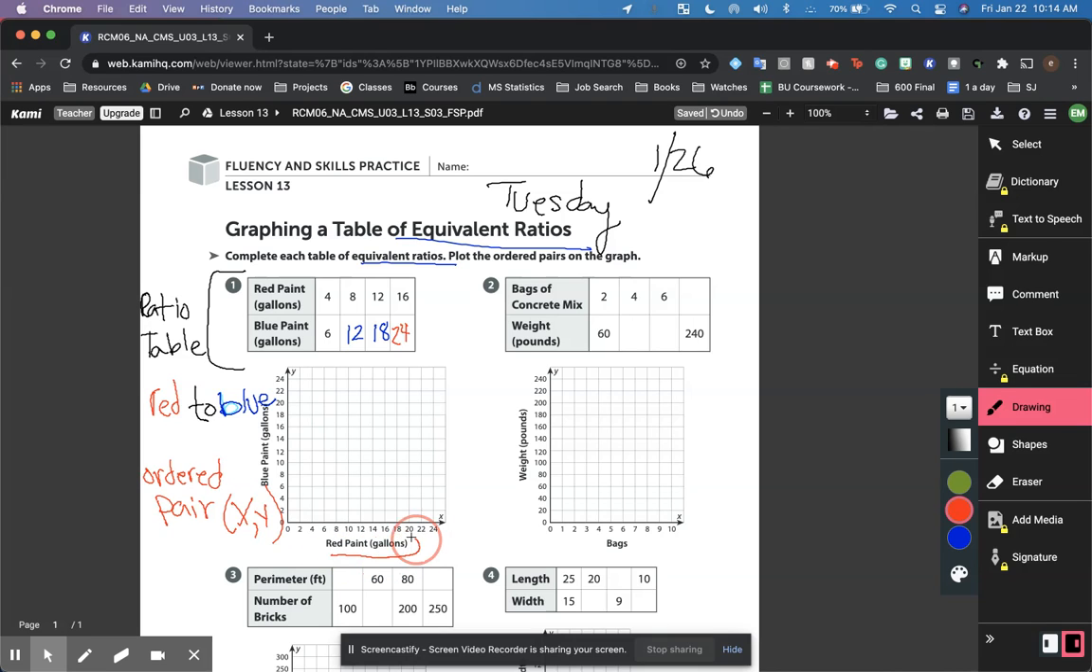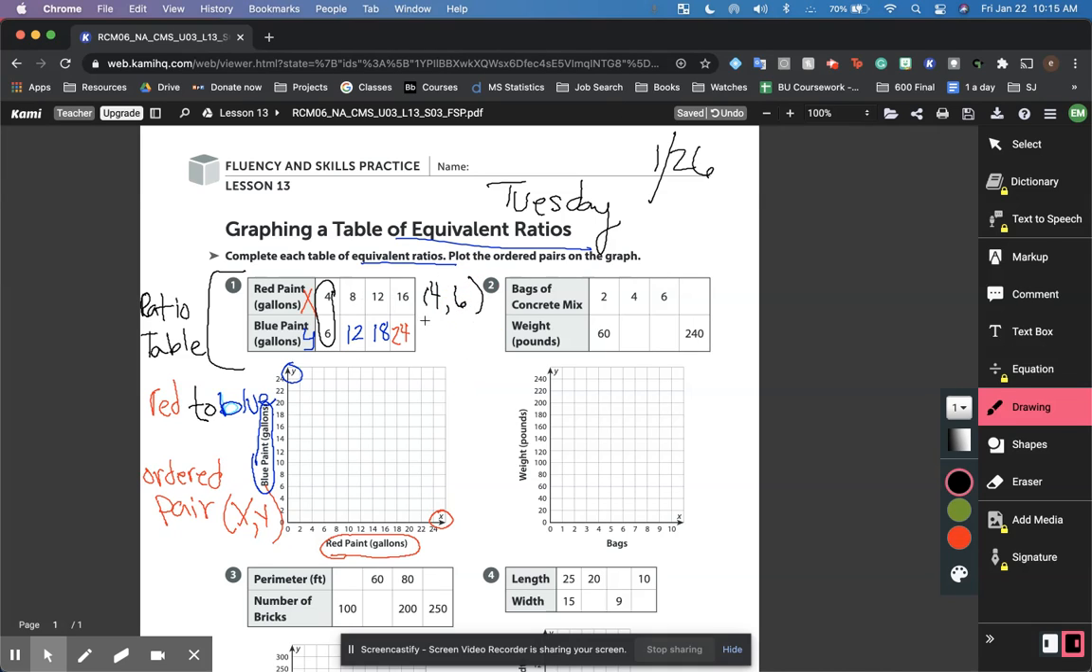Here I can see my red paint is on the x-axis, and I can see my blue paint is on the y-axis. That tells me that these red paint gallons are my X numbers, and these blue paint gallons are my Y numbers. Let's make that look like a Y and not an X. So I have a couple ordered pairs here. The first one that I have is I'm going to keep them each with their partner below. So the first one I have is 4, 6.